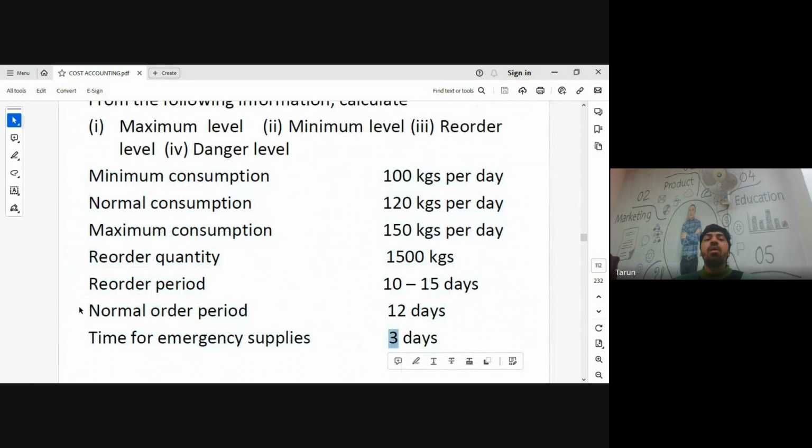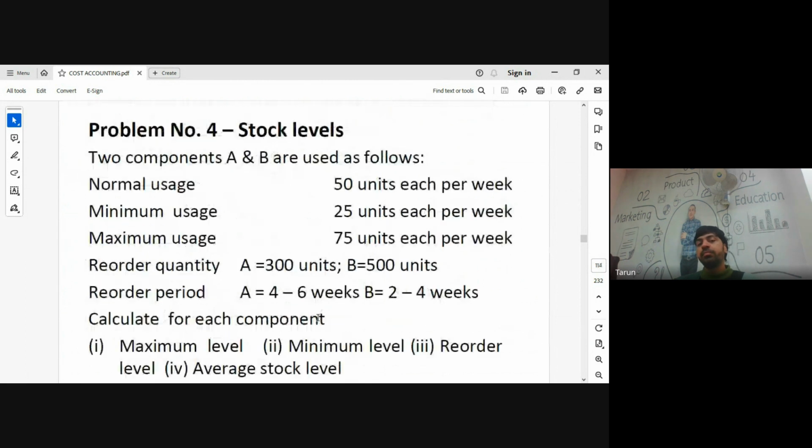See, the normal order period is given in the question. If it is not given in the question, I already told you how to calculate the normal period. You need to calculate based on the reorder quantity, 10 plus 15 by 2. You will get the normal order period if it is not given to you in the question.